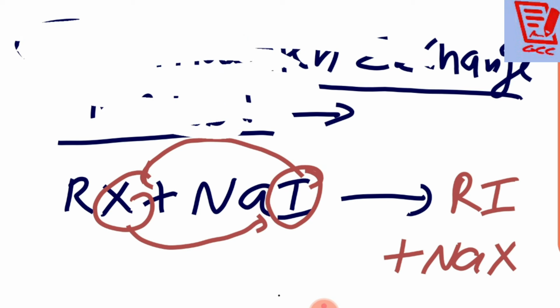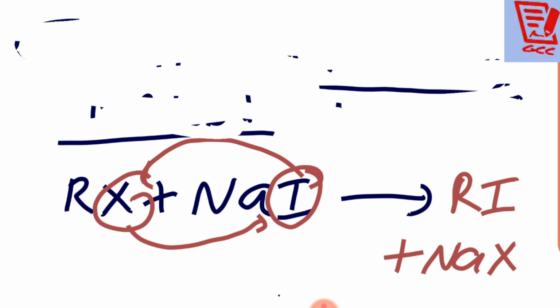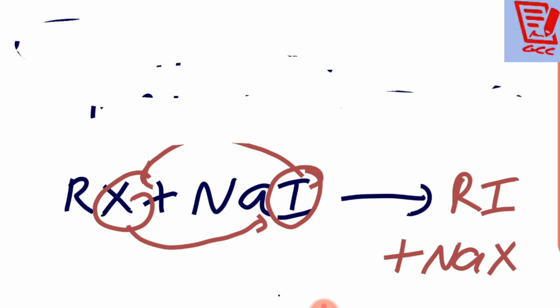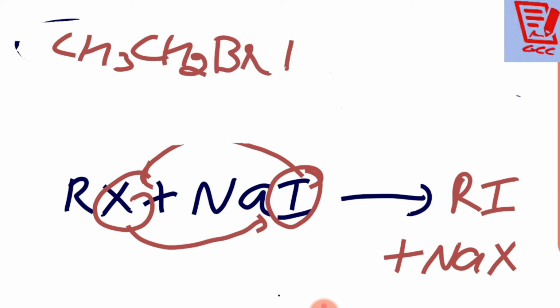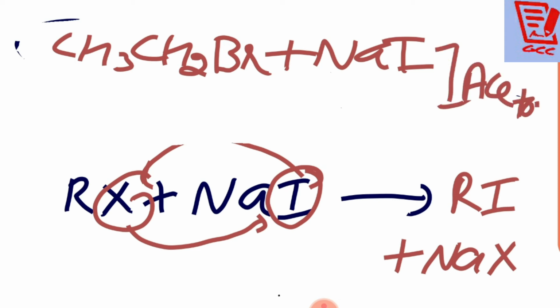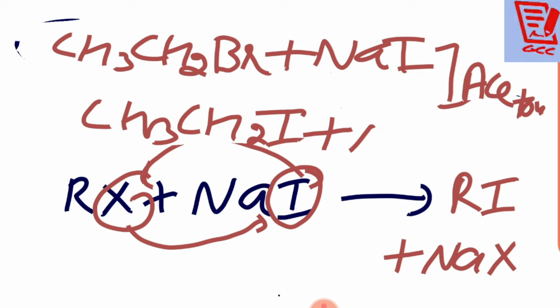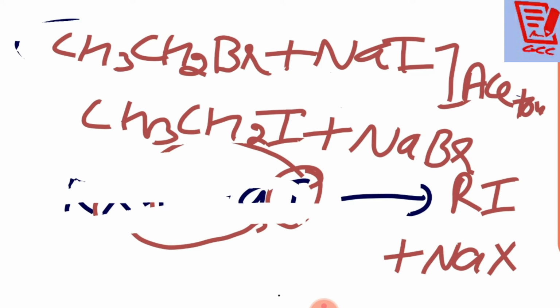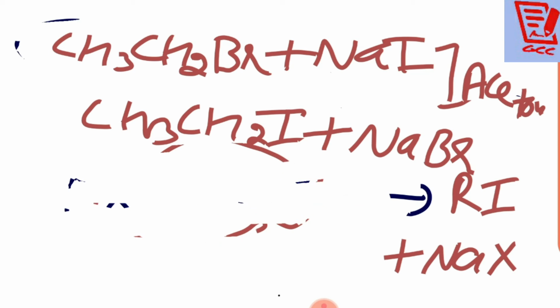At the place of RX, I can take another example. One example is here. See, CH3CH2Br plus NaI, in the presence of usually acetone. What will be formed? CH3CH2I plus NaBr. Clear?